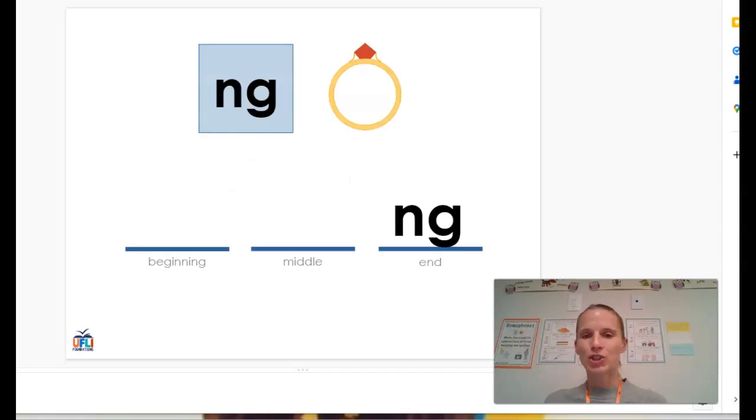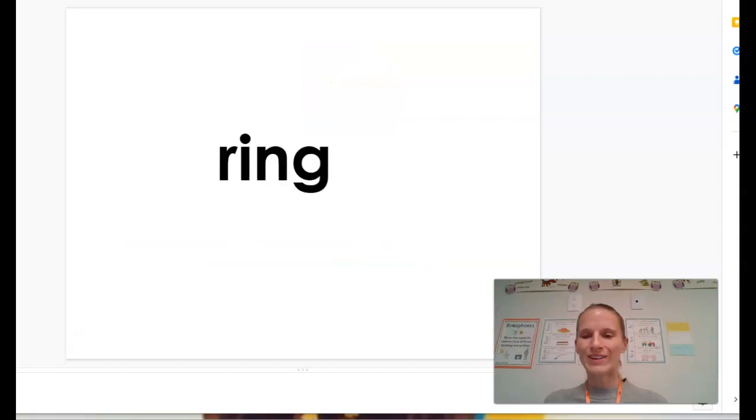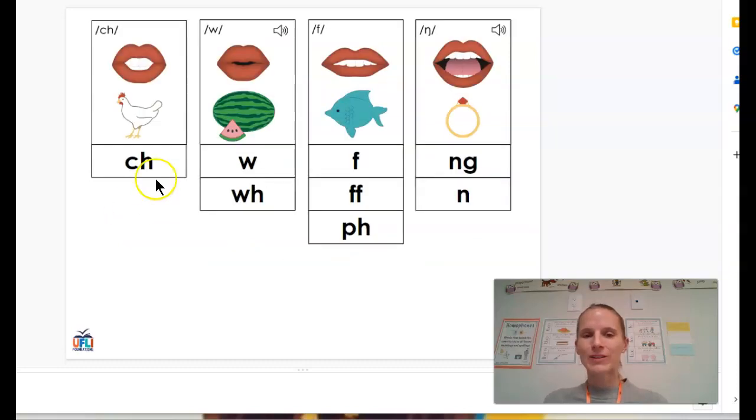Next, we have NG. NG together makes an ng sound, like in the word ring. So there you have it.